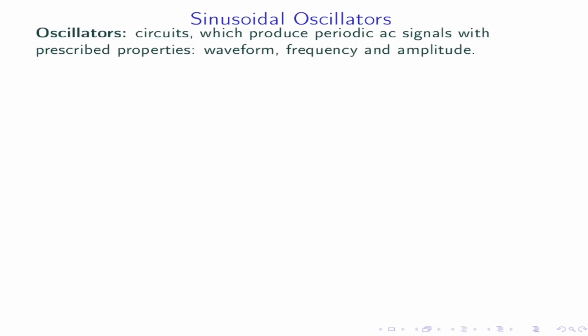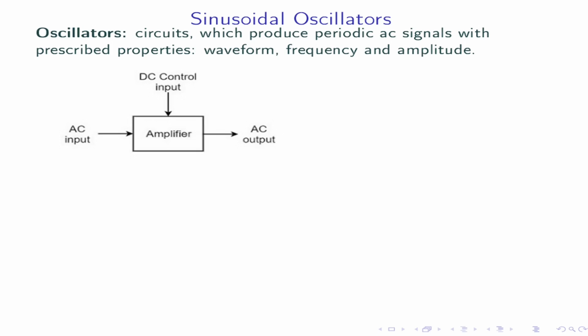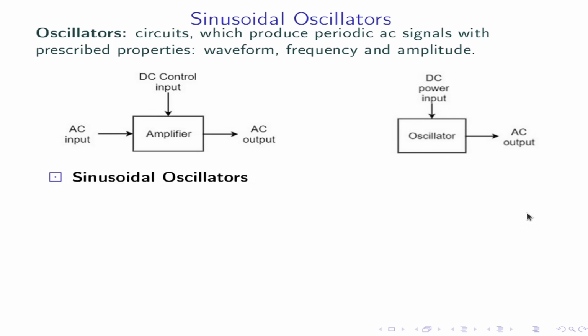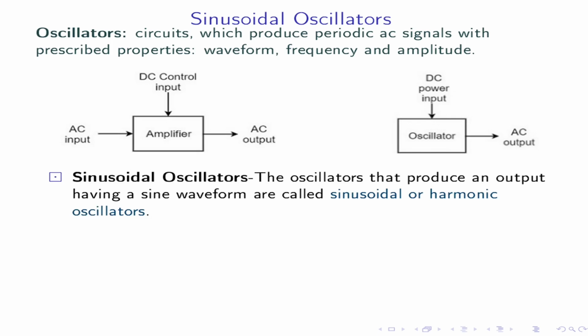Sinusoidal oscillators. An oscillator is a circuit which produces periodic AC signals with the prescribed properties like waveform, frequency, and amplitude. In an amplifier, an AC input is amplified to an AC output with a DC controlled input. But in an oscillator, a DC power input is converted to AC output without having an AC input. Sinusoidal oscillators are oscillators which produce an output having sine waveform.